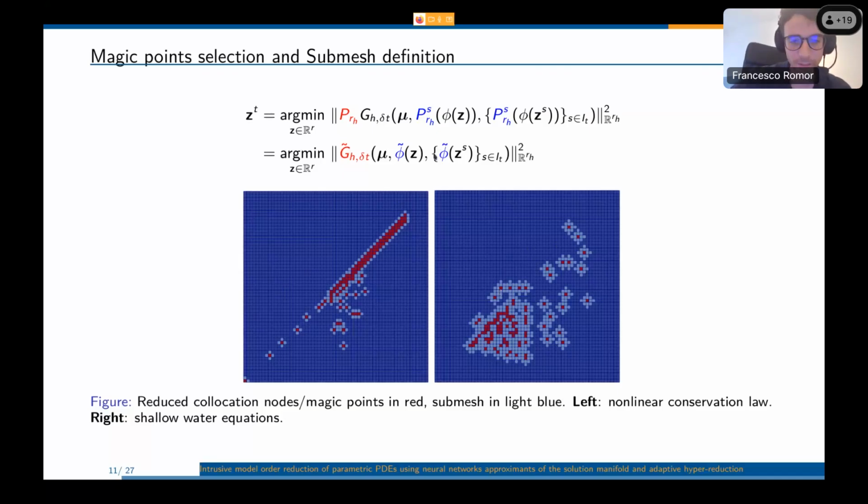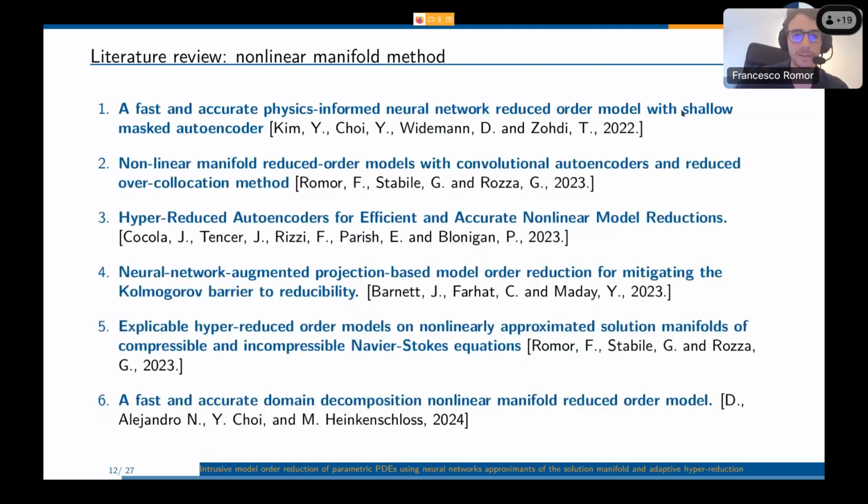But of course, the problem is that now you use a decoder, which in general may be a very big map. And so you need to find ways to define shallow or thin architectures that are at the same time efficient to evaluate many times and accurate, or you have to find other techniques to solve this problem. So these are the references I could find about extensions of the nonlinear manifold method, and all of them use hyper-reduction in a way.